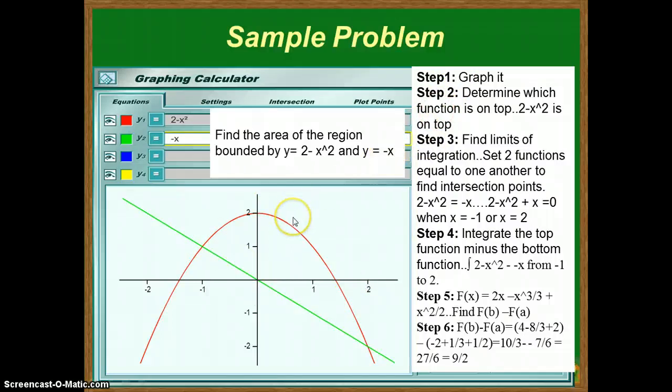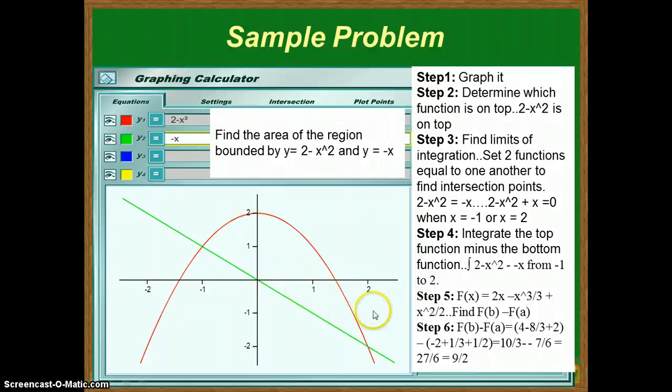Next, determine which function is on top. Obviously, 2 minus x squared is on top. How do you find the limits of integration? Well, if you look at this curve, it says I want the area of the region bounded by these two curves. That would be this region here.